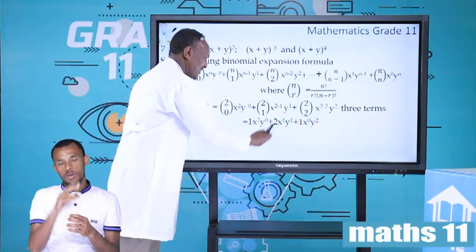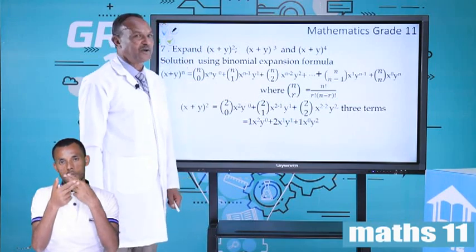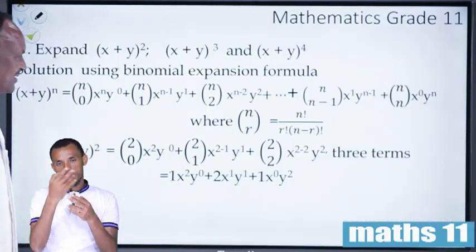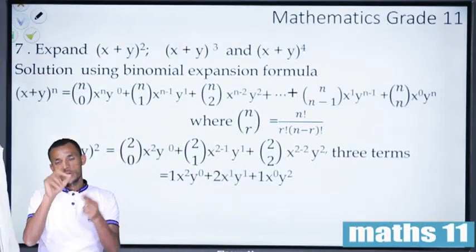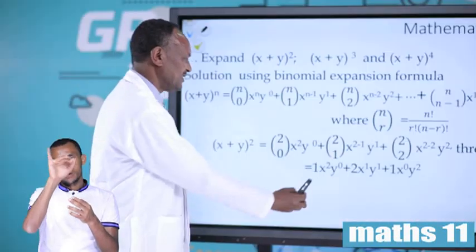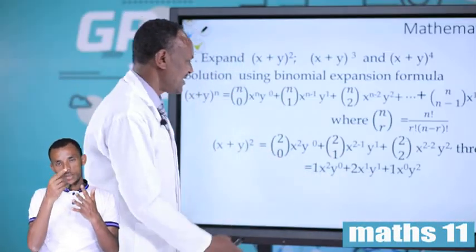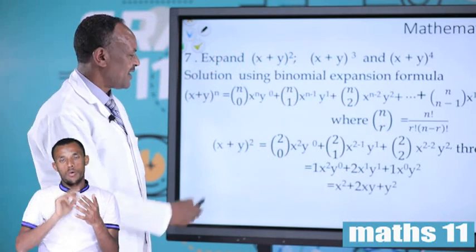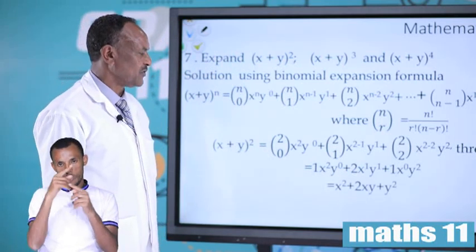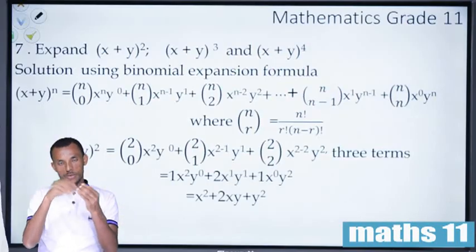Again, using the same formula, 2 times x to the power of 1, y to the power of 1, plus 1 times x to the power of 0, y squared it comes. Since y squared and x squared are equal, when I complete, I will have x squared plus 2xy plus y squared. So what is it?